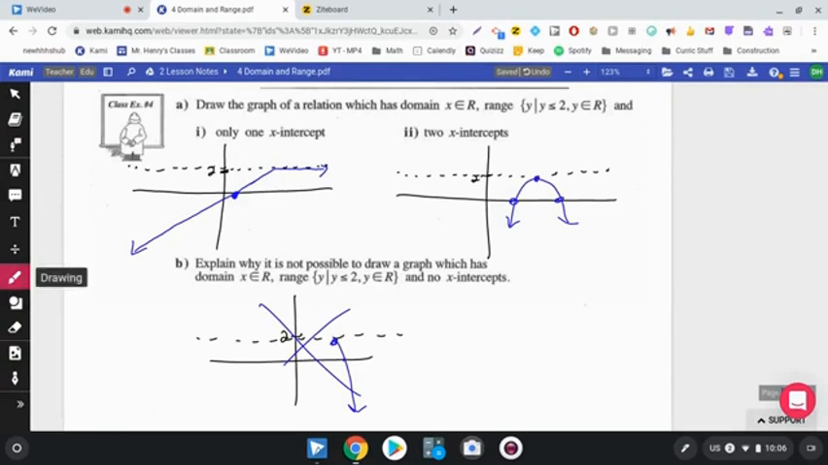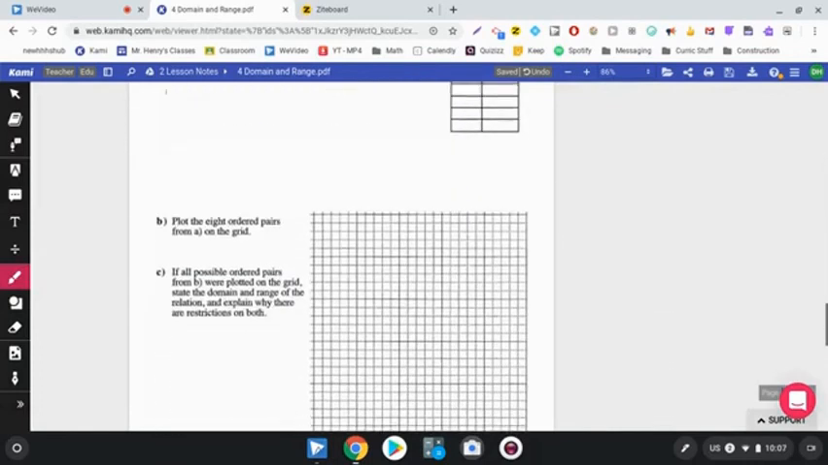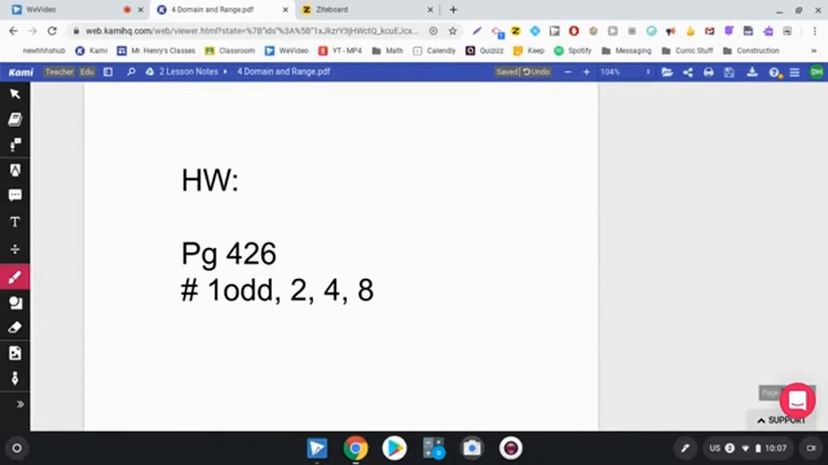Okay, and that's it. Okay, we're going to skip number 5. That's just a graphing question, not really related to domain and range. We're going to go to some homework. Okay, 1 odd, 2, 4, 8. Really important, and I will post a video of someone else explaining domain and range that hopefully helps out.